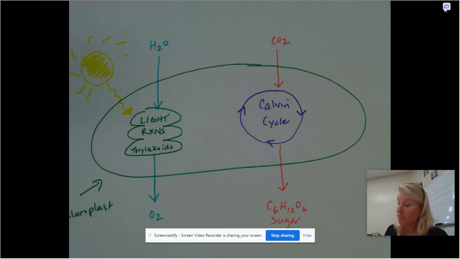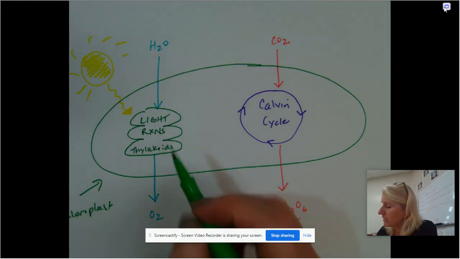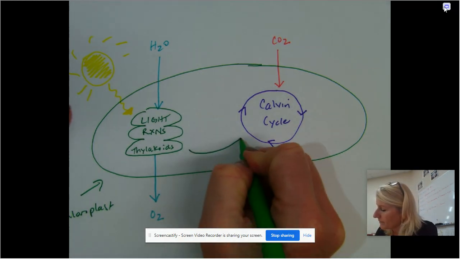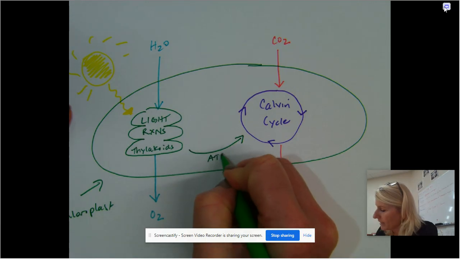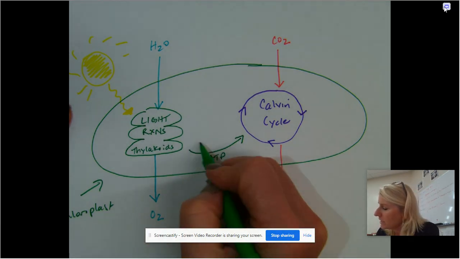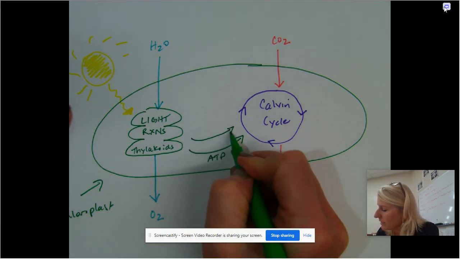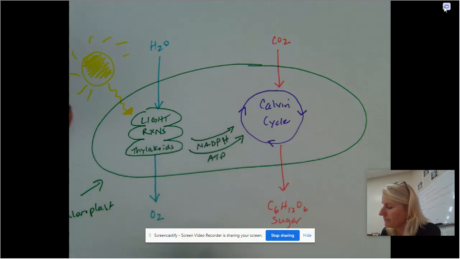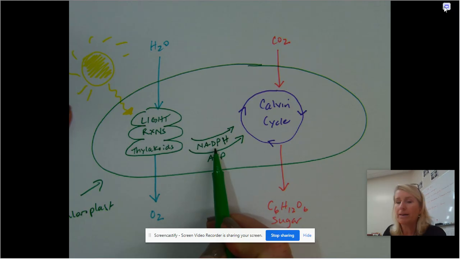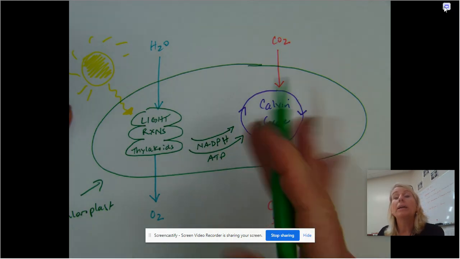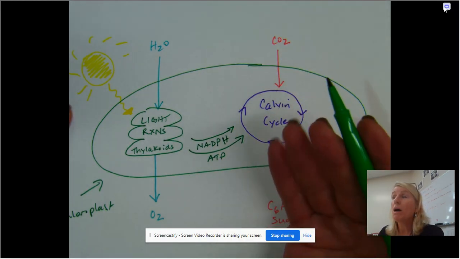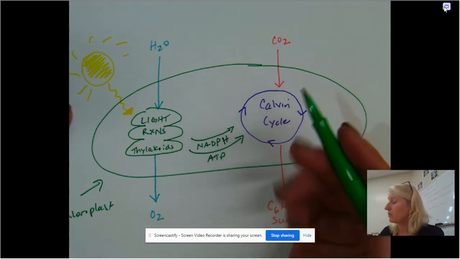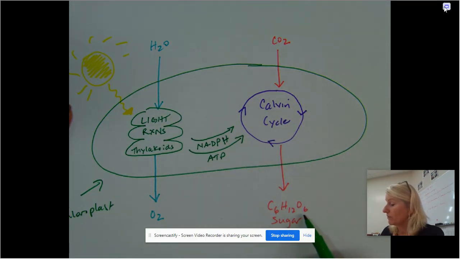But what we do basically is we make two products. We send a little ATP over there, and we also send a couple of electron carriers, NADPH. Okay, we send those two things over there to the Calvin cycle. We provide some more molecules and some electrons to actually spit out C6H12O6.